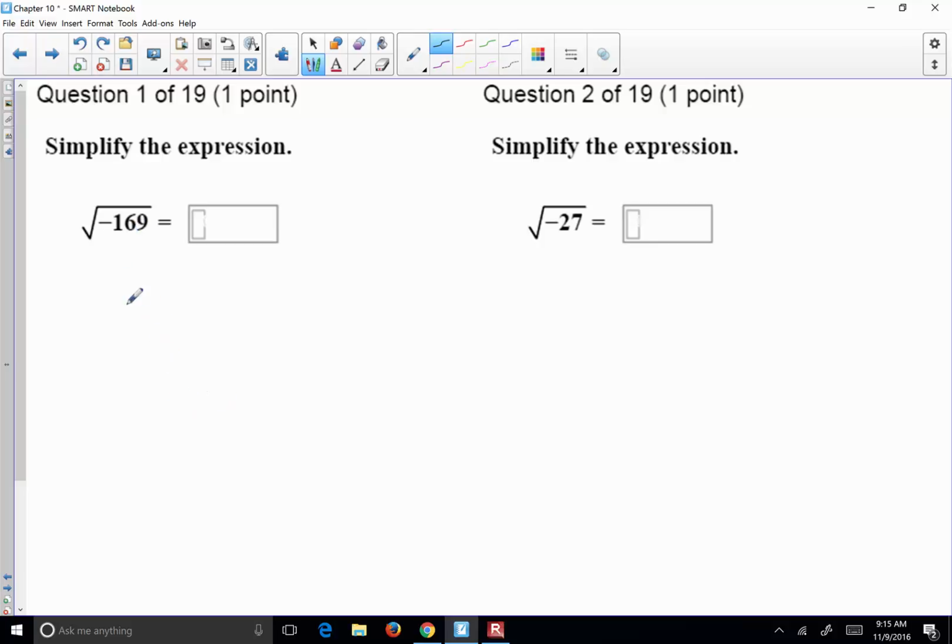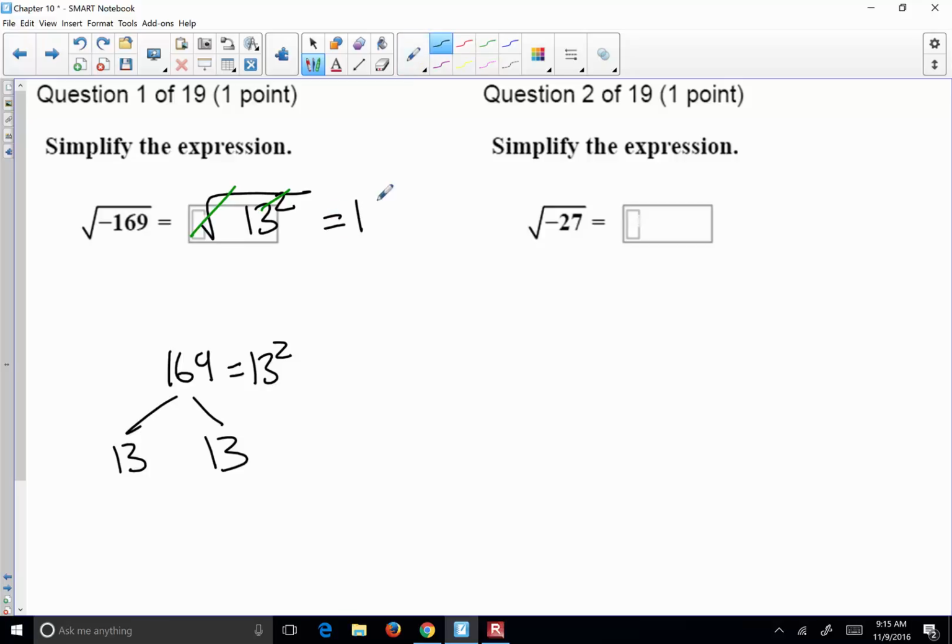13, right? We just break 169 into two possible numbers, and I can't come up with anything other than 13 and 13. And I get 169 is 13 squared. So this thing is 13 squared, and it cancels with this, and I get 13 as a result. Correct? No. This is not 169. It's negative.